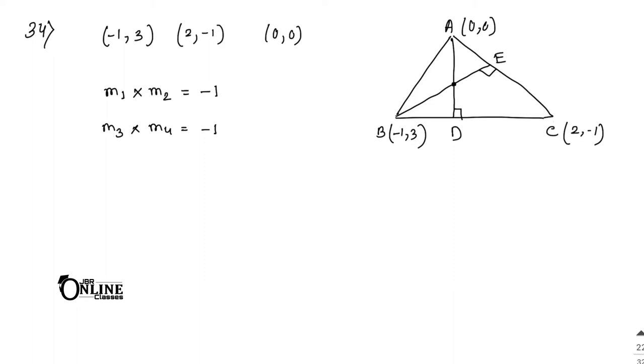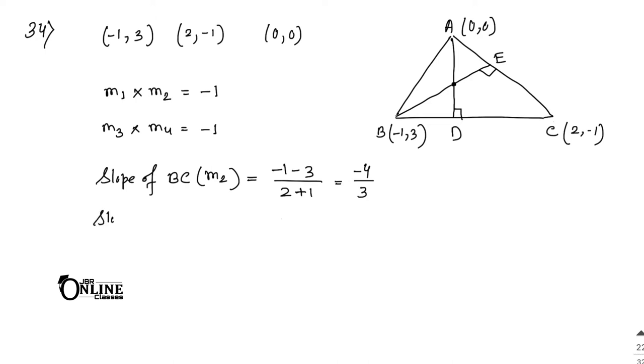Write down here slope of BC, that equals M2. So here it's -1 minus 3 over 2 plus 1, so that equals -4/3. Now next, slope of AC, that equals M4. So AC is (-1 minus 0) over (2 minus 0), so that equals -1/2.